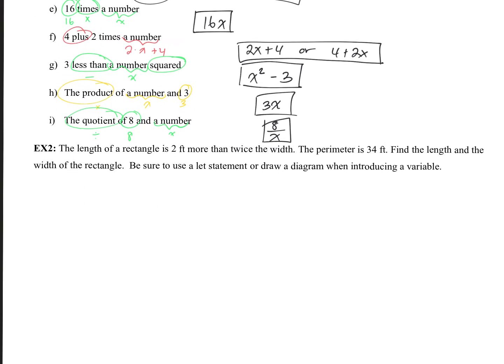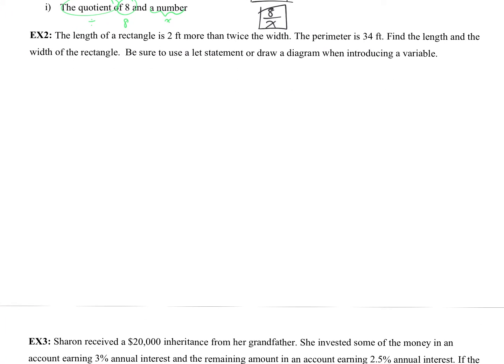Alright, let's take a look at example 2. The length of a rectangle is 2 feet more than twice the width. The perimeter is 34 feet. To find the length and the width of the rectangle, be sure to use a let statement or draw a diagram when introducing a variable. So as usual, whenever you do word problems, you need a let statement, your equation, solving, and then a sentence.